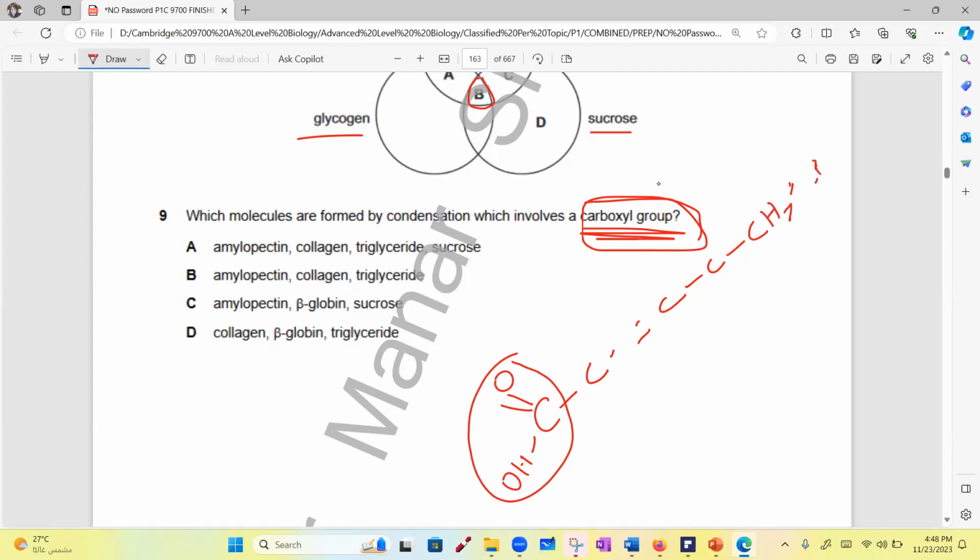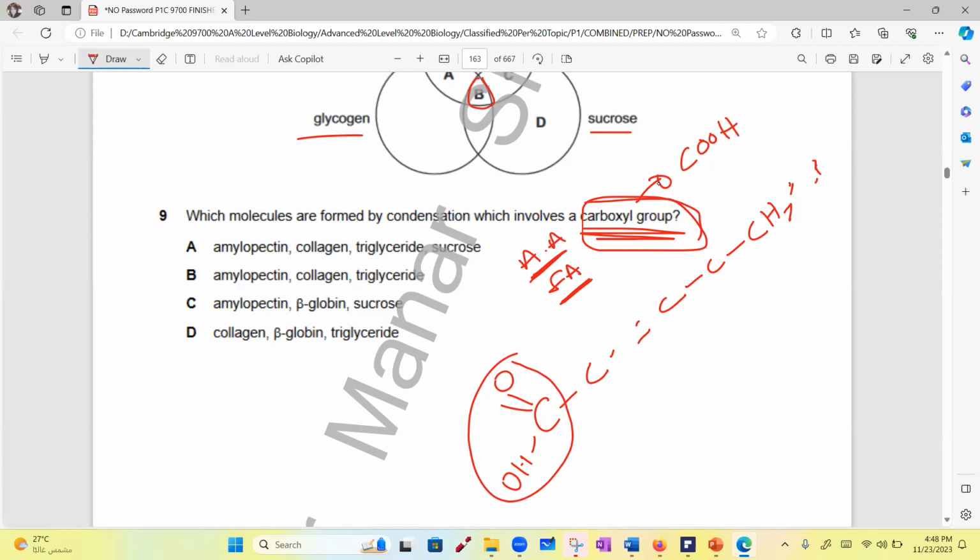So there is actually no carboxyl group in any carbohydrate. The carboxyl group is COOH. Actually, the carboxyl group is only found in amino acids and in fatty acids. So it is found in proteins, and it is found in fats and triglycerides. So what's the answer? Anything that has a carbohydrate is not the answer. D. So what's the answer? What did you say? D.